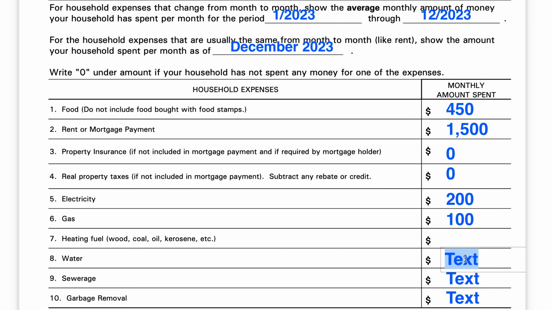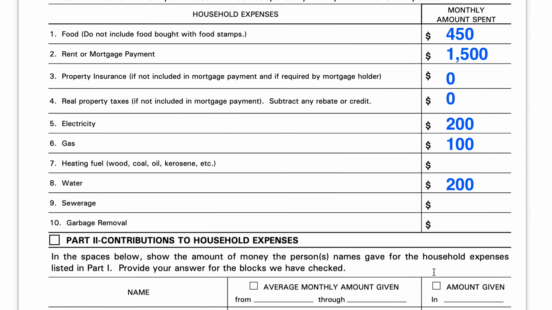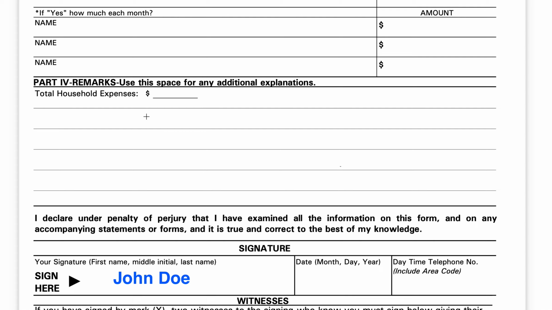If you're going to put expenses here, and you know that this covers the sewage and the garbage, then annotate that properly. You can say something like, water bill includes sewage, maybe parentheses line 9. Here, I'll actually write that.